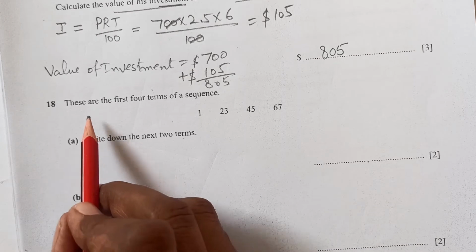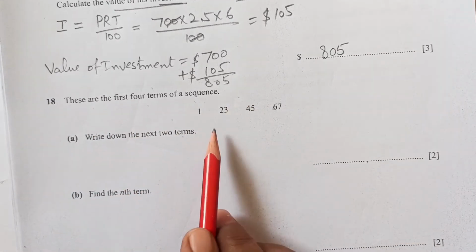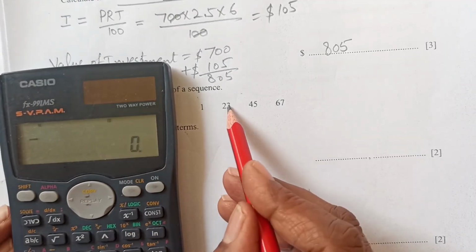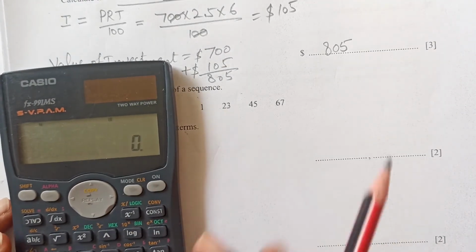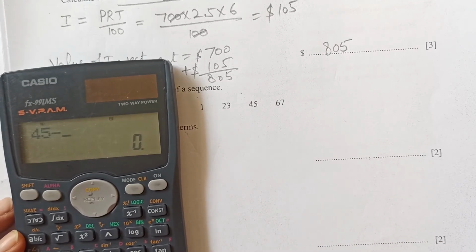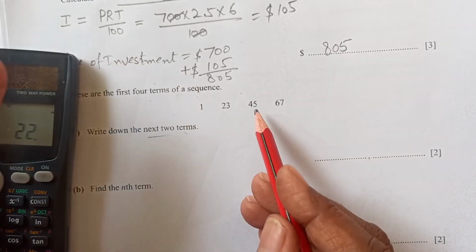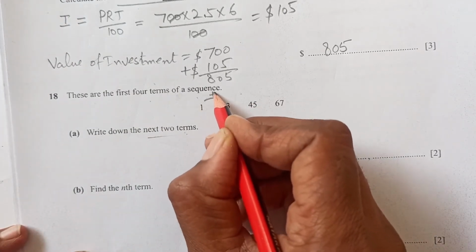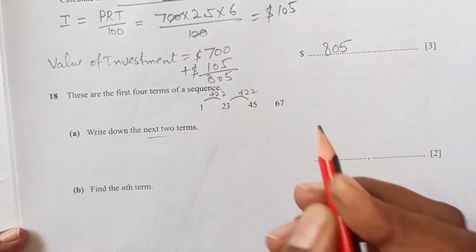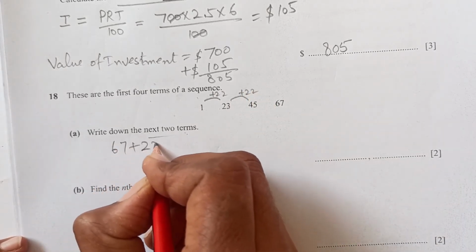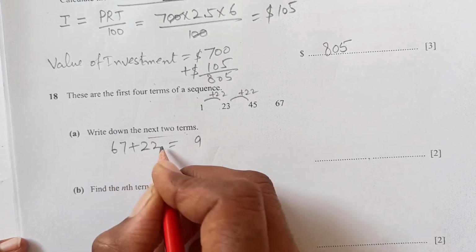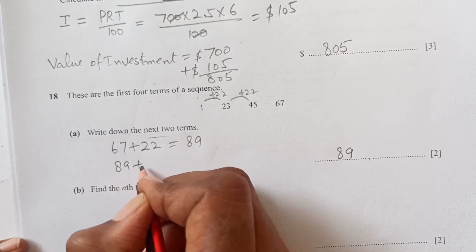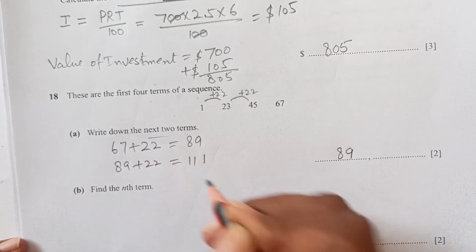Number 18, these are first 4 terms of the sequence. Write down the next 2 terms. So now to look for this one, you just subtract 23 minus 1 is 22, then 45 minus 23 is 22. So just subtract the previous term from the second one. So we are getting this by adding 22, right? So 67 plus 22, 7 plus 2 is 9, 89. So first next term is 89, then 89 plus 22, 111.